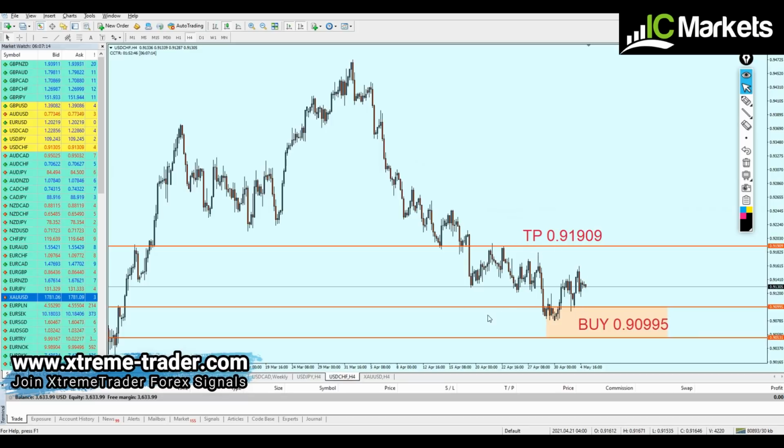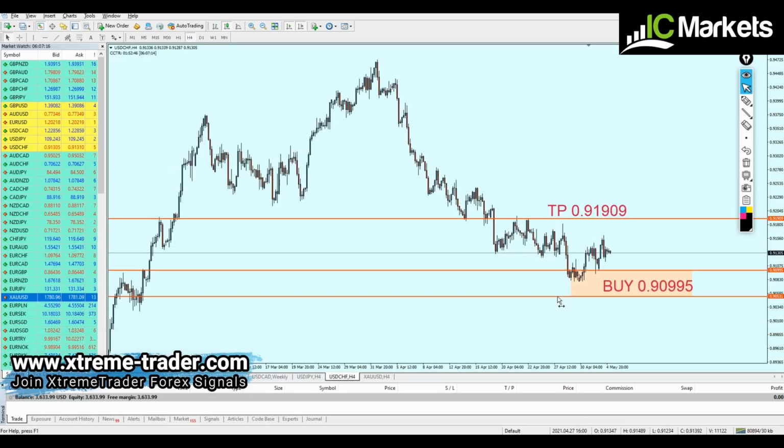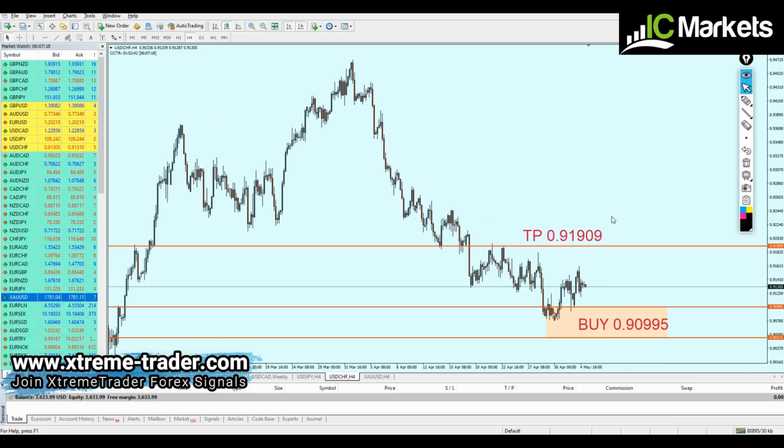USD CHF. For the USD CHF, it's a different scenario. Most likely right now, let me just delete this signal. USD CHF has been triggered, and actually it's running right now in a profit, by the way. So the pair has reversed exactly where I expected it to reverse. It went a total of 63 pips of profit, and currently running in 30 pips of profit. Now what's going to happen next?